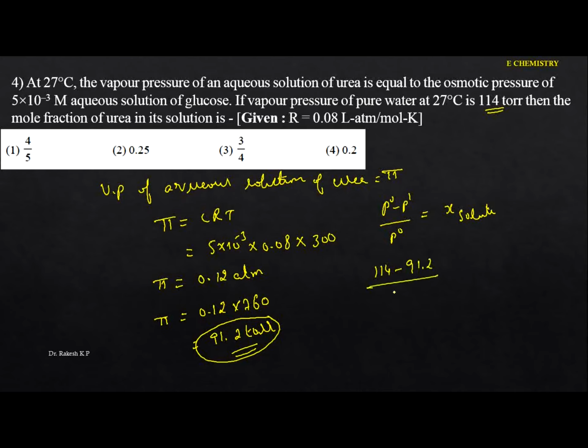91.2, divided by 114, which is equal to X of the solute. So now we have to identify the mole fraction from this value. Here we got 0.2. Hence in this case the option is the fourth one.